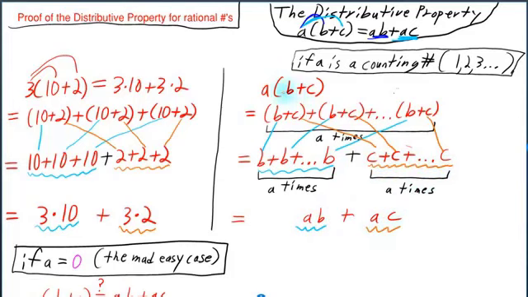So that's a really simple proof, but it only works if a is a number like 1, 2, 3, and so on. We still have to prove that it works for negative numbers, 0, fractions, and also irrational numbers, but we won't do that in this video.